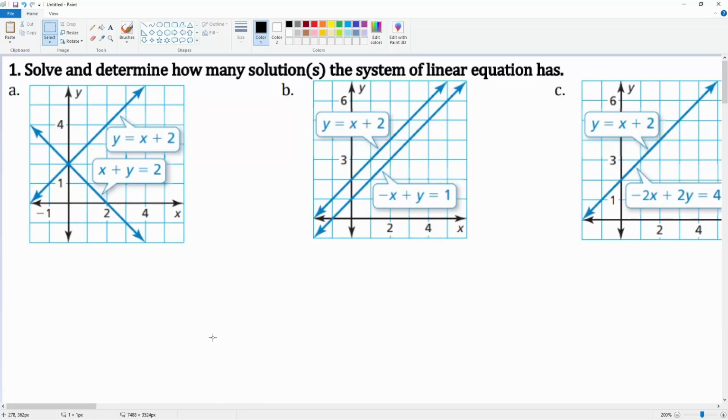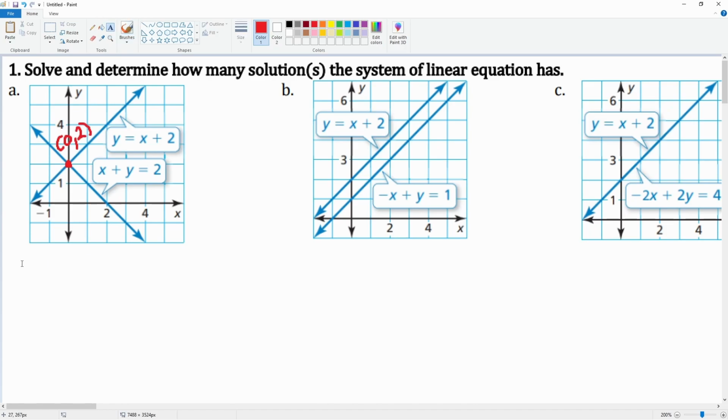Number one, you're going to solve and determine how many solutions the system of linear equations has. Number one, here we see two lines. The first one is y equals x plus 2, and the other one is x plus y equals 2. We see that there is one intersection here, and it is at the point (0, 2).